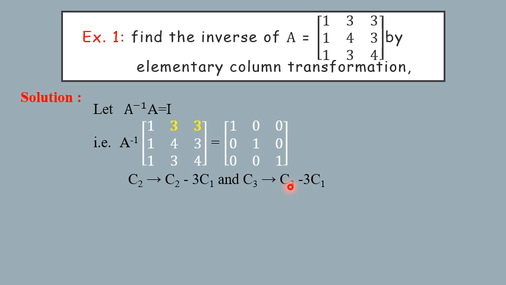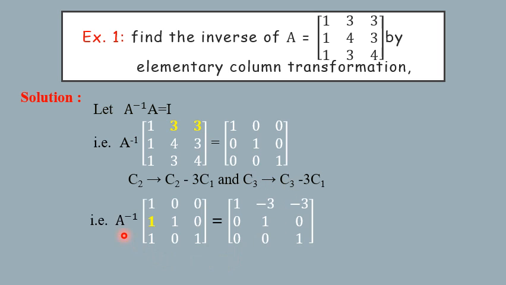We get this A inverse as it is, this first column as it is, this is second column. We multiply first column by 3 and subtract it from second column. That means 3 minus 3, 0. 4 minus 3, 1. Again 3 minus 3, 0. Here 0 minus 3, minus 3. 1 minus 0, 1. And 0 minus 0, 0. Similarly, we multiply this first column by 3 and subtract it from third column.